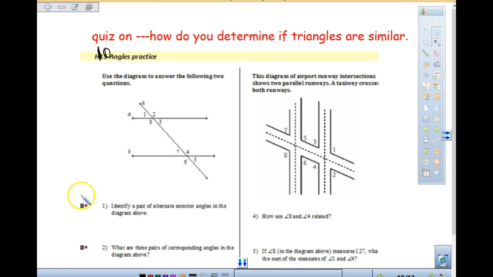They are not asking you to find every angle. It says identify a pair of alternate exterior. Not hard, right? Just 1 pair. 3 pairs that correspond. There's actually 4 of them. You only named 3. How are these angles related? So use your notes.